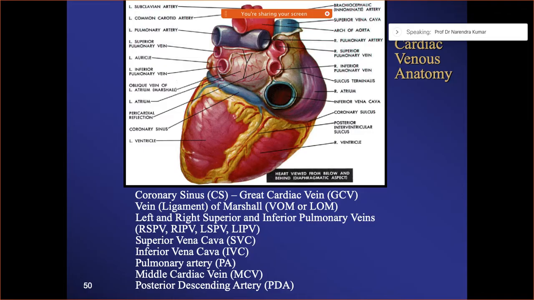So that's why AF ablation is always more of a tricky case. It's not the easiest, it's slightly difficult as well. So one has to be a master in cardiac anatomy.